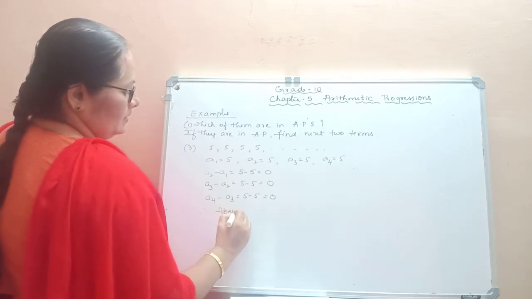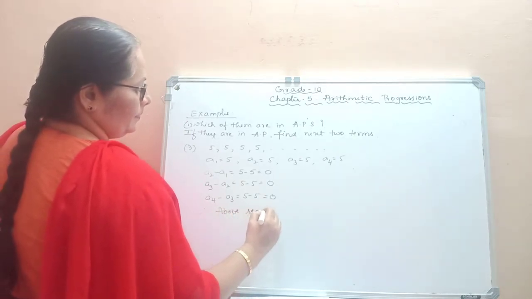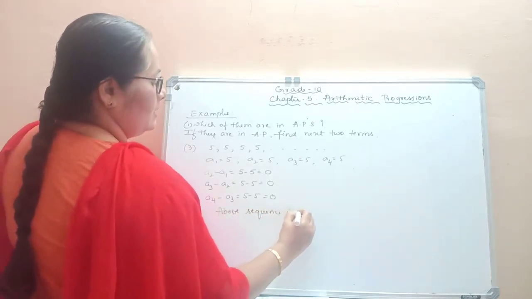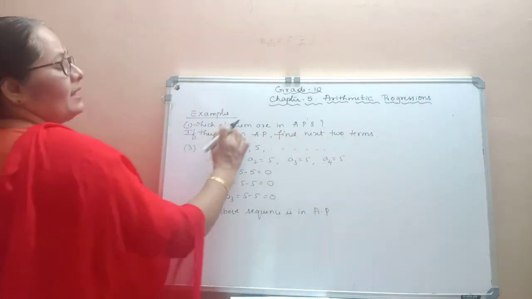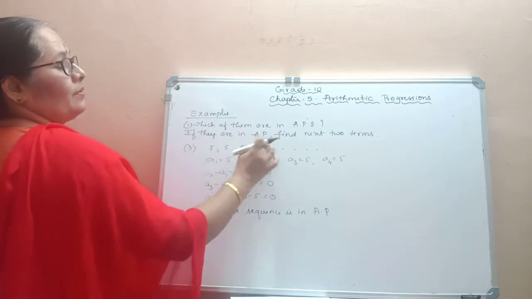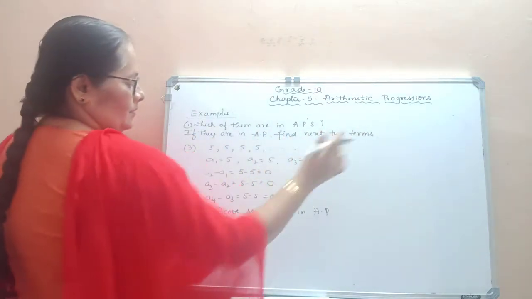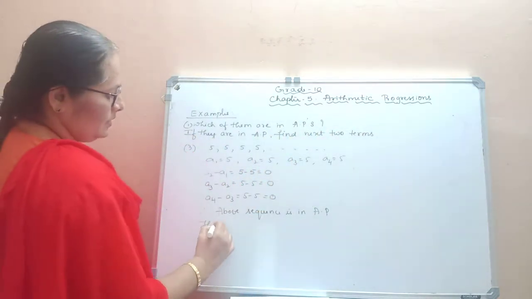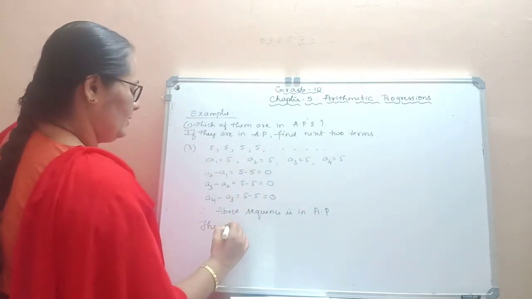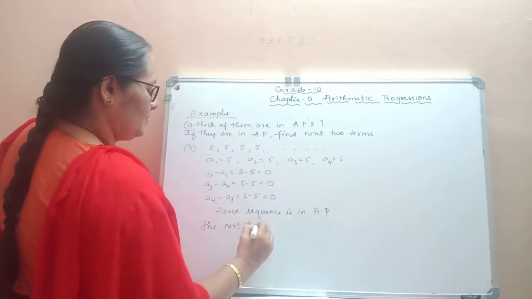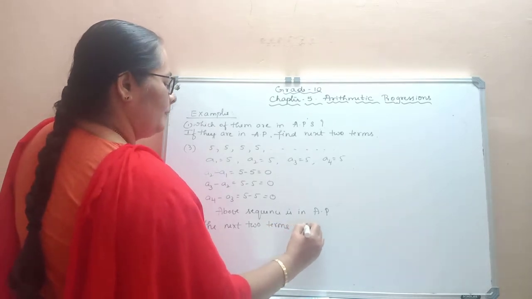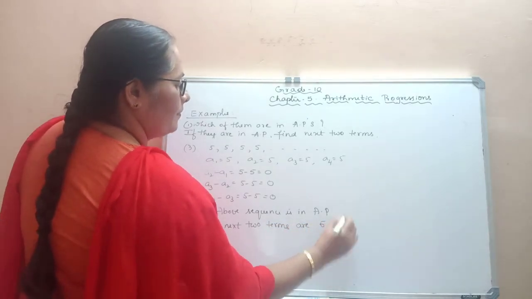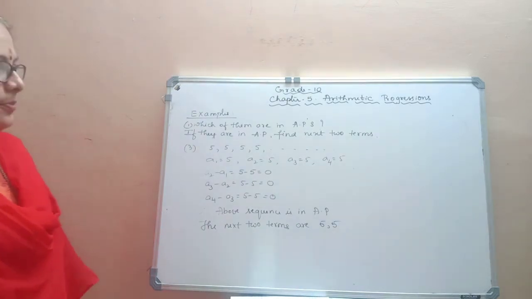The above sequence is in arithmetic progression. If it is in arithmetic progression, then you have to write the next two terms. The next two terms are also 5, 5. I hope you understood this.